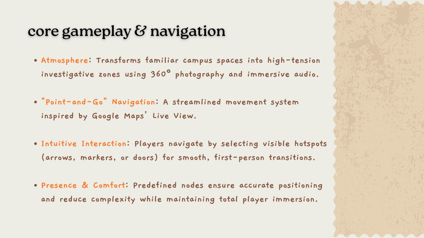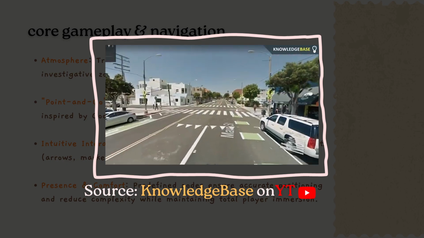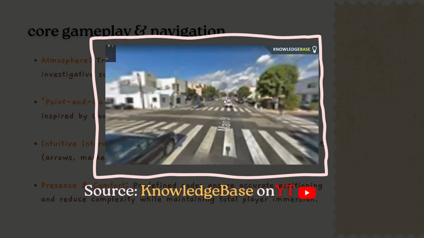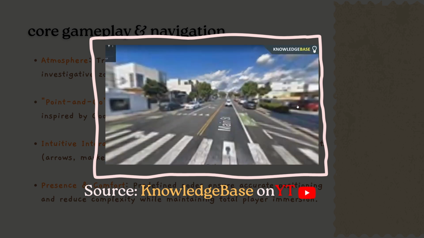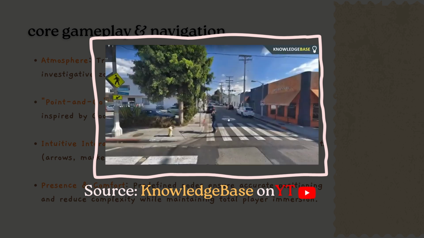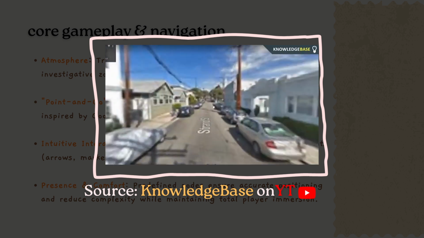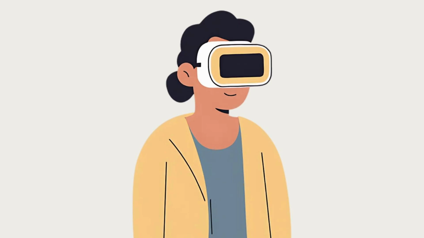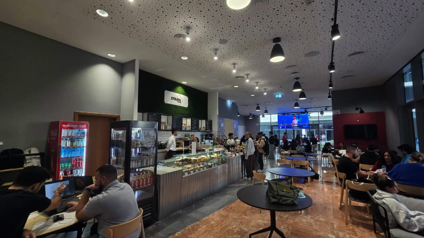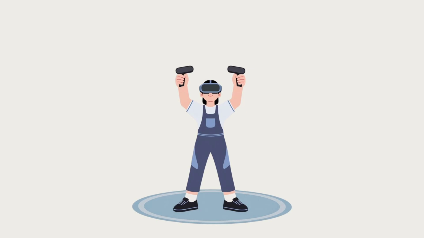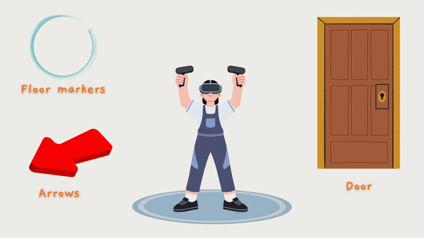A character movement system inspired by Google Maps Live View feature will be implemented within the game by creating a point and go navigation system. Instead of free roaming with a joystick, the player moves by selecting visible hotspots placed within the environment. The player will remain in a first person point of view, and movement happens when the player taps or clicks on a hotspot, for example, arrows, floor markers, or doors.